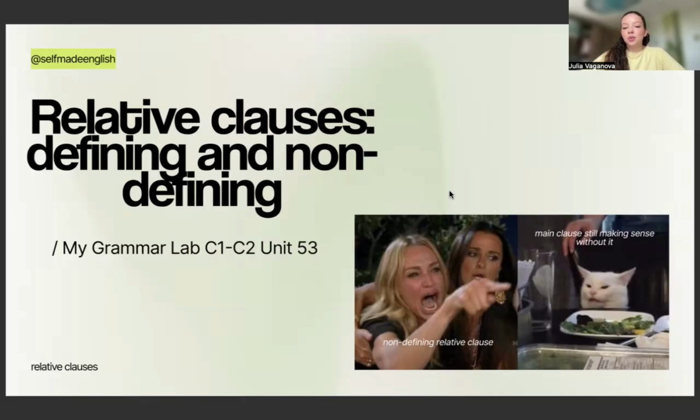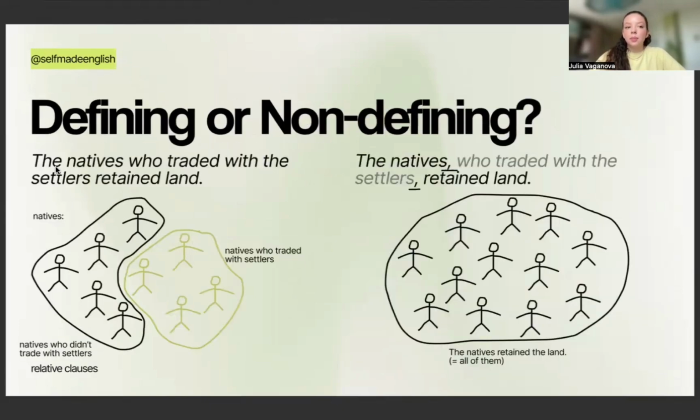So basically, a non-defining relative clause gives some extra information to the sentence. And basically, we can omit a non-defining relative clause with no changes to the main clause, right? To the main sentence. And just from the very beginning, let us start with an example sentence, which is gonna be the natives who traded with the settlers retained land, right? So these are basically the same sentences as you may see, but with two commas in the second one. So the natives who traded with the settlers retained land.